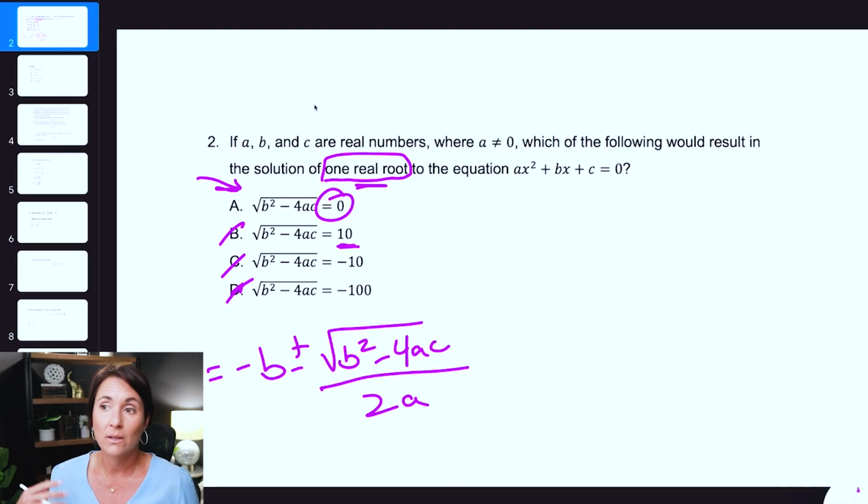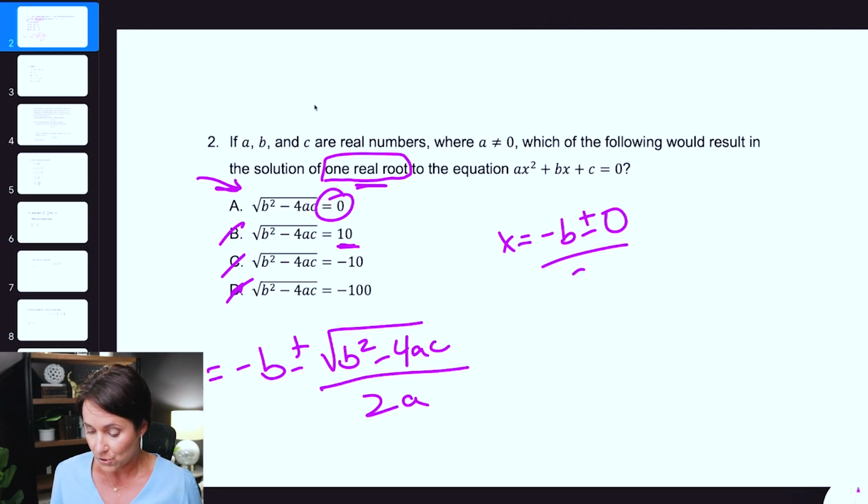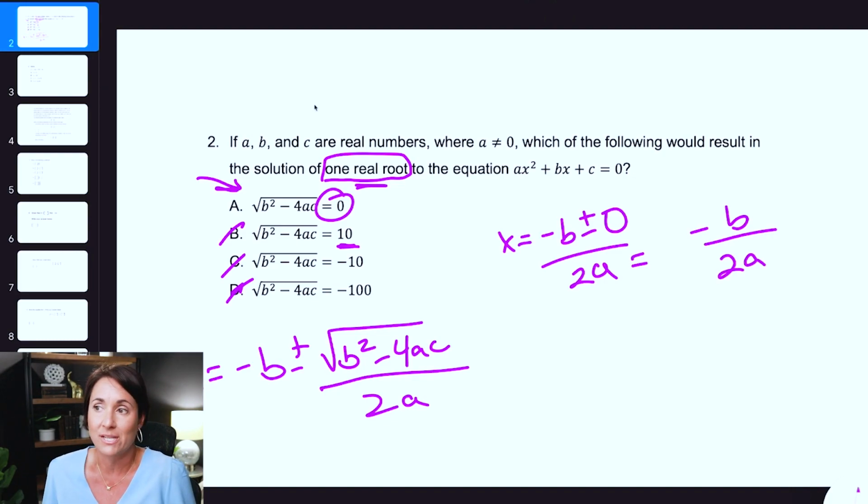And now let's do the last one, or A, which is the correct answer. Let's take a look. If we have x equals -b plus or minus 0 over 2a, well, all this is -b over 2a. There's no more plus or minus because it equals 0. Plus 0 is the thing, and minus 0 is the thing. -b plus or minus 0 is -b. So there's only one solution or one root to this particular equation when it equals 0 underneath the radical sign.